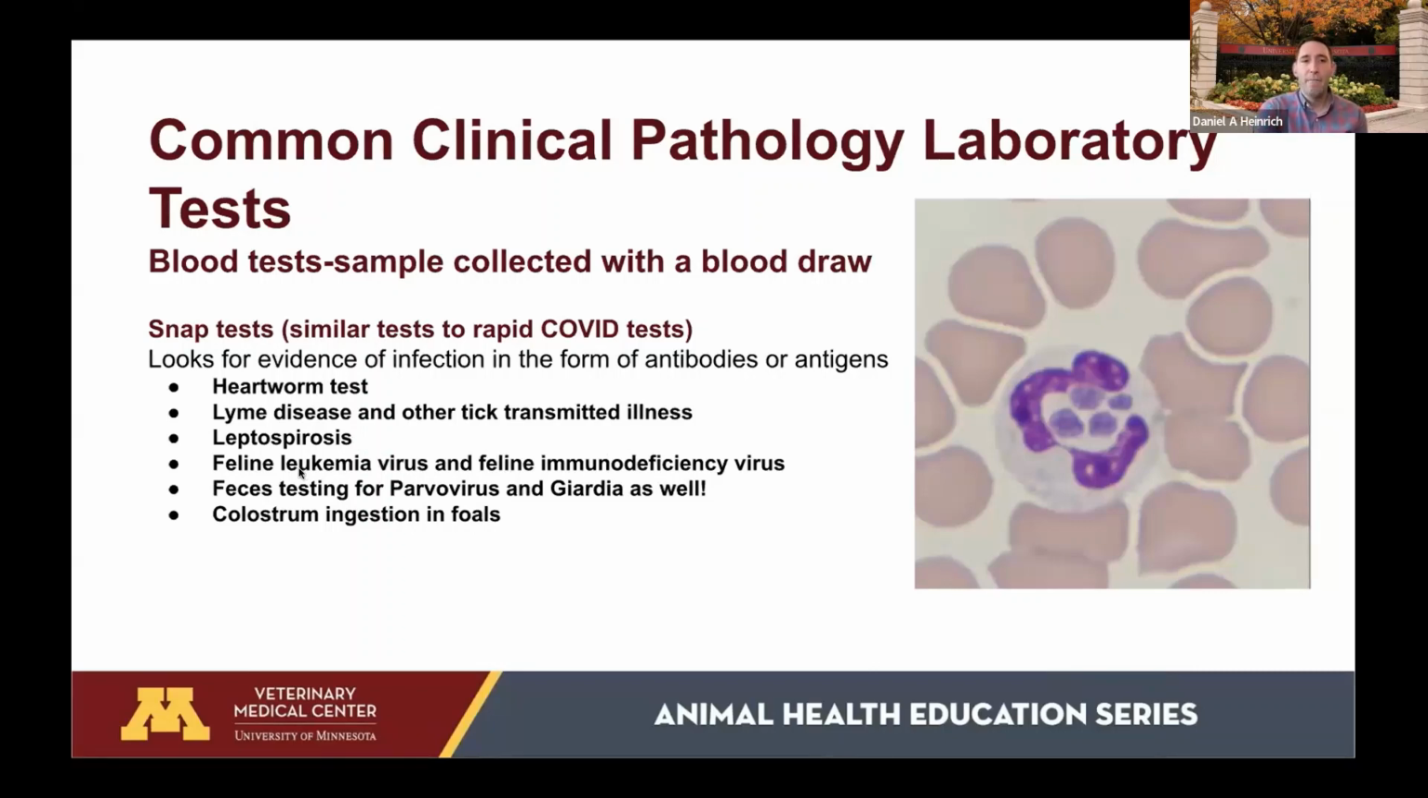If you have a cat, feline leukemia virus or feline immunodeficiency virus, the cat version of HIV essentially, we test for that with these tests. And then we don't just look at blood, we also look at feces. So parvovirus, a viral infection that young puppies often get that can kill them, and Giardia, a common cause of diarrhea. It's actually a cause of travelers' diarrhea in people. So if you go out of the country and you get diarrhea, it's possible that you've gotten Giardia, and dogs can get that as well.